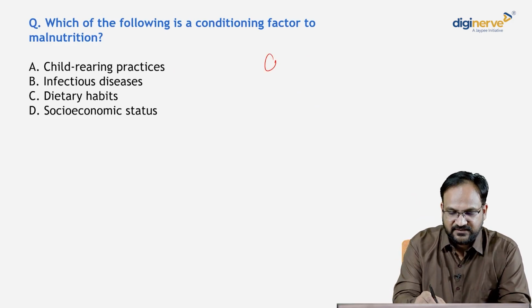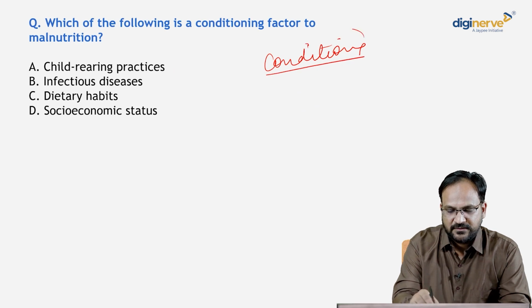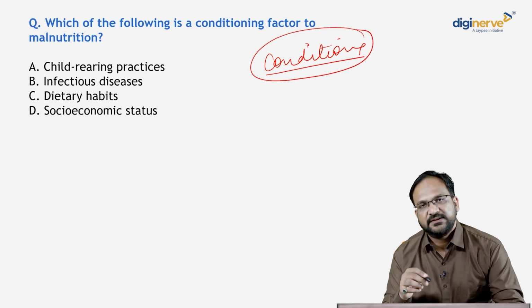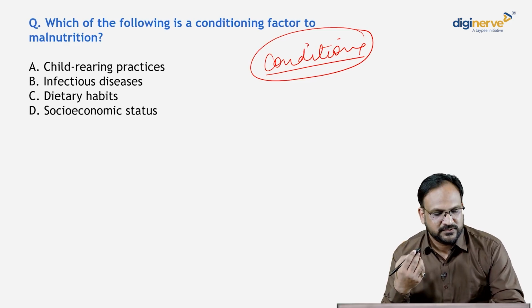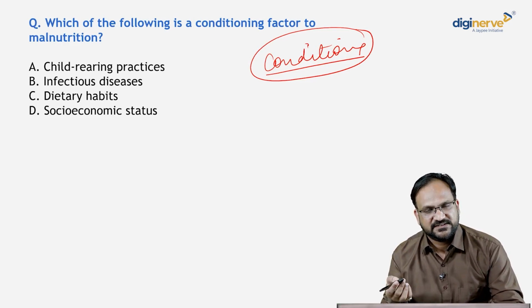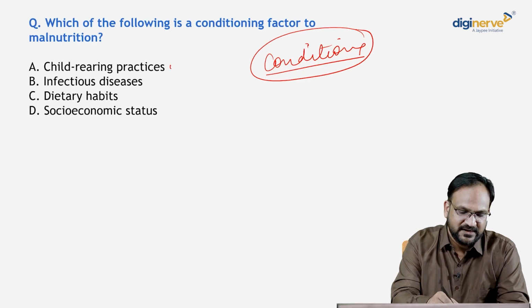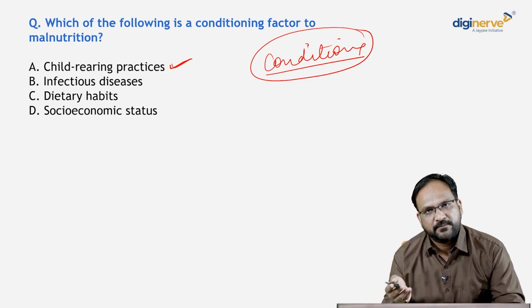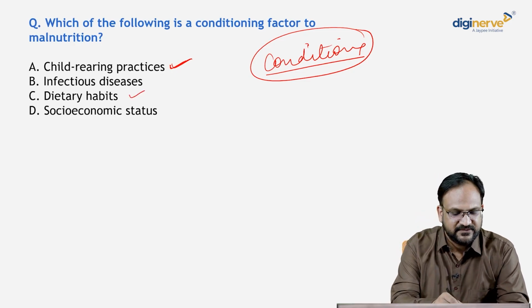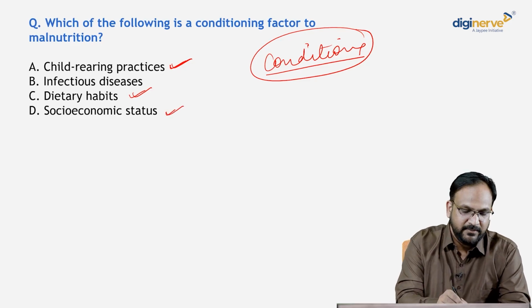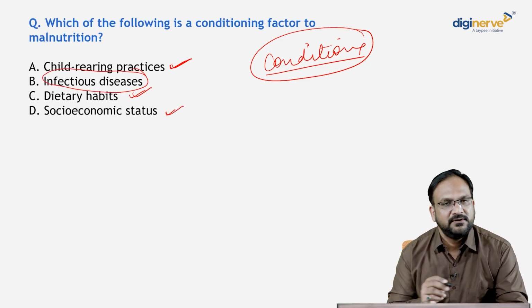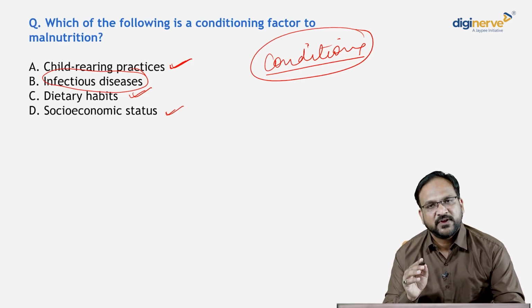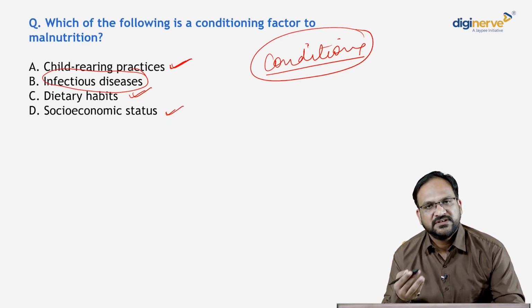What is a conditioning factor? A conditioning factor means a factor which is conditioning the malnutrition. So child rearing practices cannot be a conditioning factor, because child rearing practice is different for different persons. Dietary habits are different for different persons. Socio-economic status is different for different persons. But infectious disease is not different for different persons. Infectious disease will cause the malnutrition.